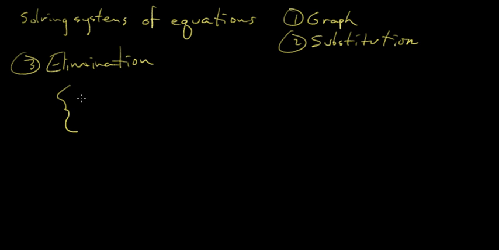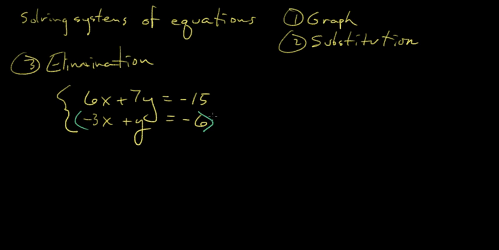Suppose we have an equation here, 6x plus 7y equals negative 15. And we have another equation, negative 3x plus y equals negative 6. Well, if I multiply this bottom one by 2, look what happens. 2 times negative 3x is a negative 6x. 2 times positive y is positive 2y. And 2 times negative 6 is negative 12.